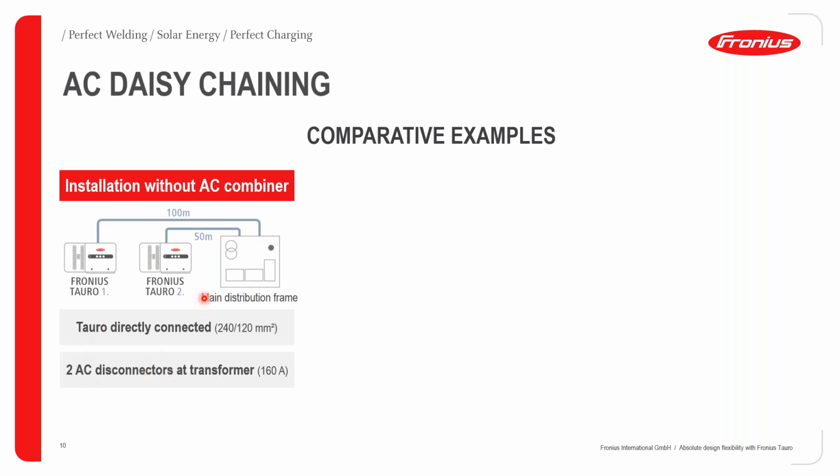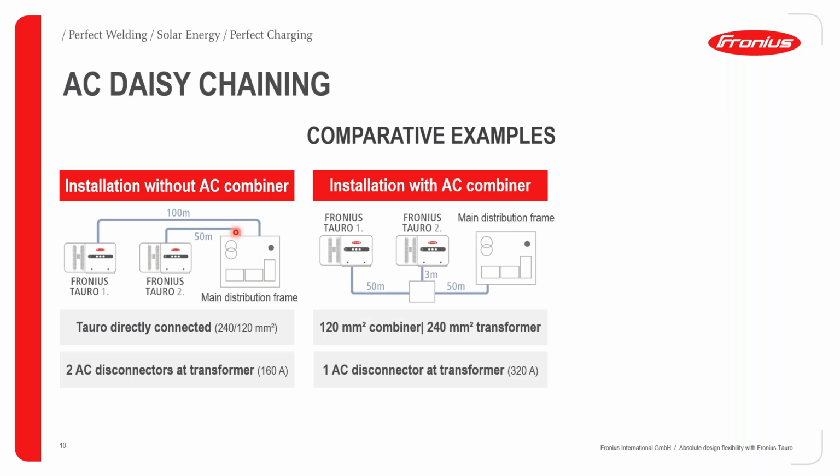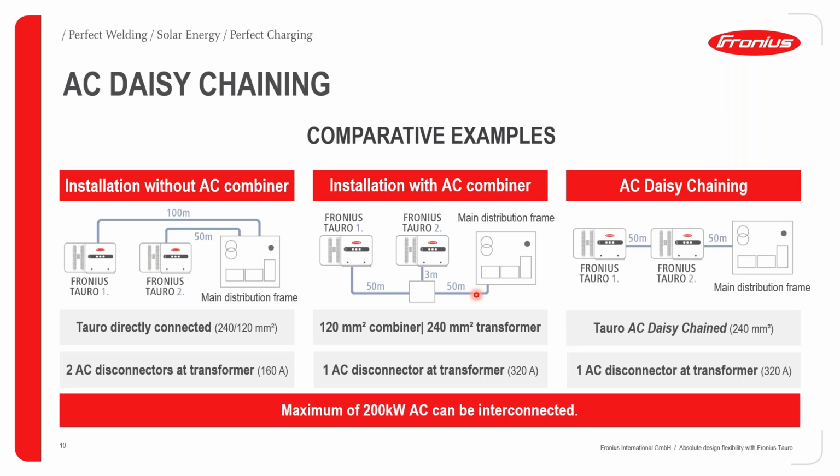Yeah, of course, if an AC disconnector is required, we would need 2 of those on every power line here to shut down the devices. The second example here would be to install the system with an AC combiner box. So here we would have an AC combiner box, and the actual profit here would be that we spare a little bit of AC cabling, of course, and we are also sparing 1 AC disconnector at the main distribution frame, but still not as much savings as we would have with AC-DC chaining because it's already integrated.